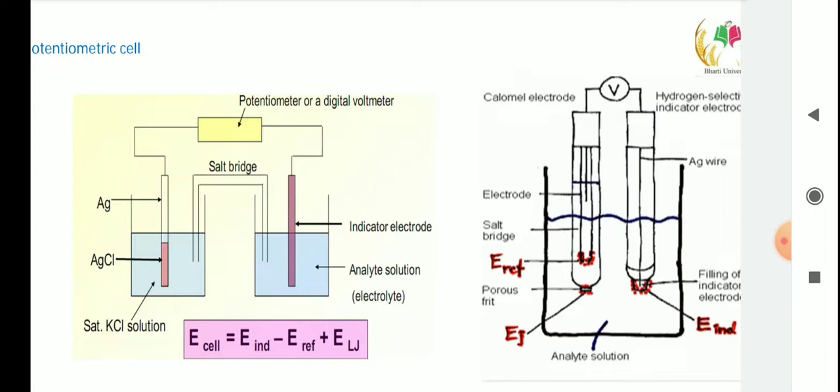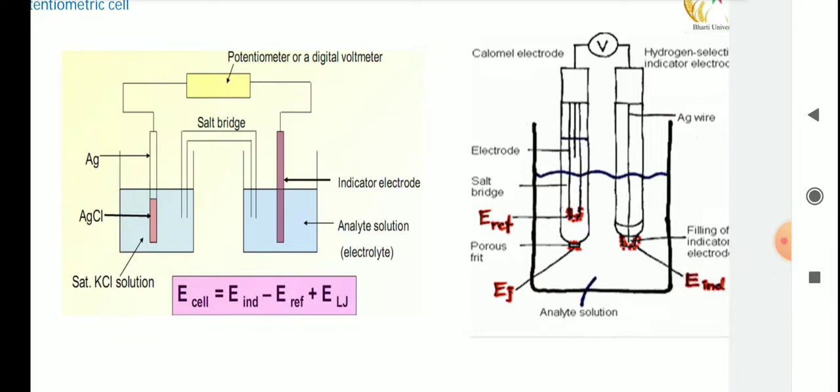Here is a very good example of E cell is equal to E indicator minus E reference plus E LJ. Here we are taking two beakers which we can attach with a salt bridge. In the first beaker you can use saturated KCl solution where a silver electrode is used, and in the second beaker you can use an indicator electrode or any reference electrode. When EMF is generated, it is detected by the potentiometer or digital voltmeter. This is another example, like the calomel electrode and hydrogen electrode. The hydrogen electrode is a reference electrode.